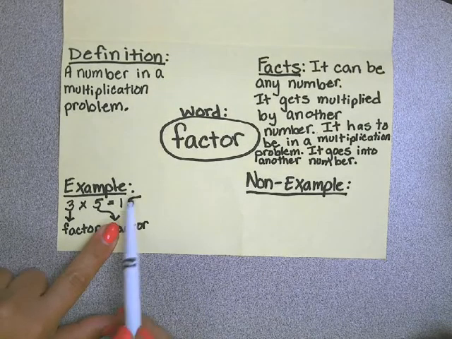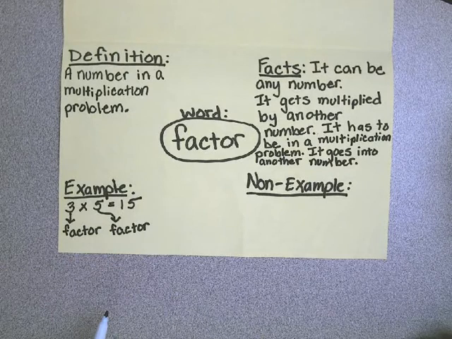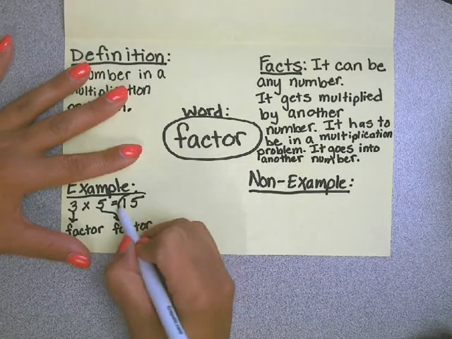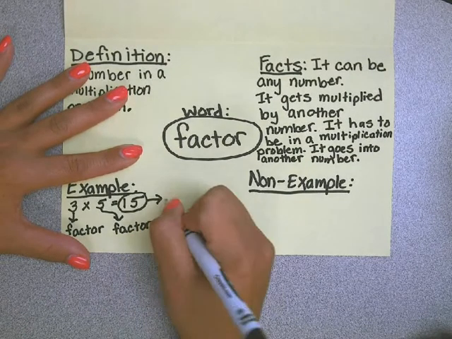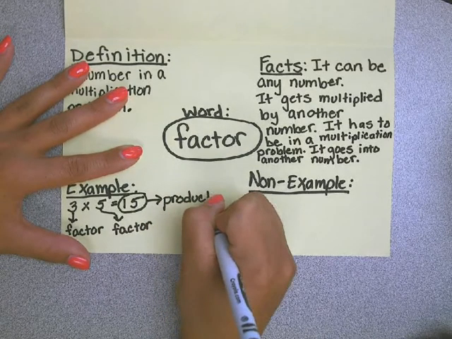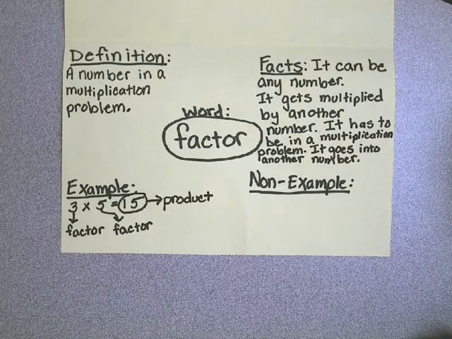So we have factors. What do we call the 15? Well, what do we call the 15, Jackson? The product. We should probably label that because we talked about the product a little bit yesterday.